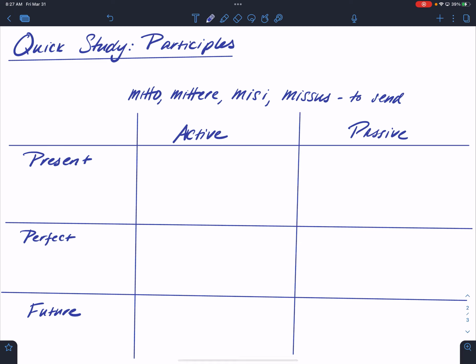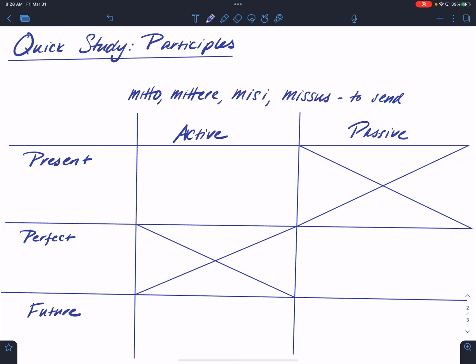All right, so this is our table. Now, there is no such thing as a present passive, so we're just gonna put a big old X right in here. We don't need this box. And there's no such thing as a perfect active either, so we're gonna put another big old X in this box right here. Okay, less to learn. Yay.